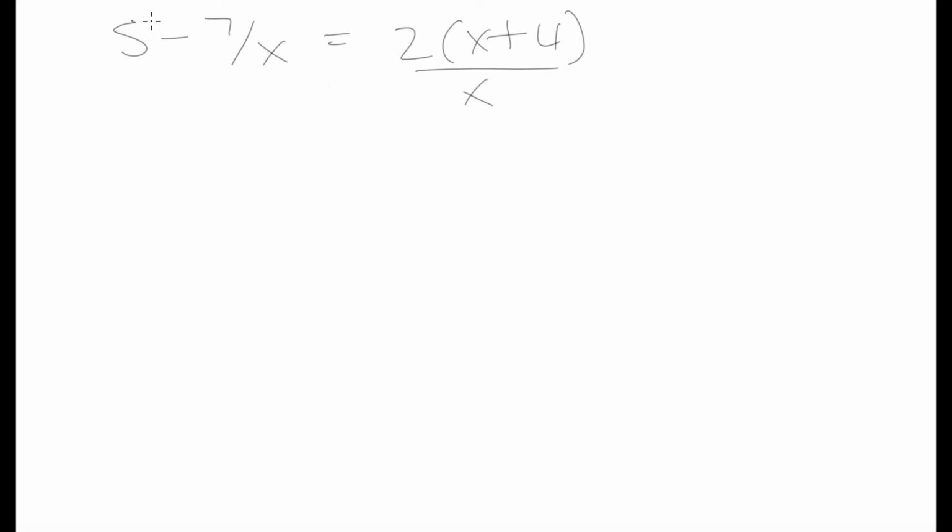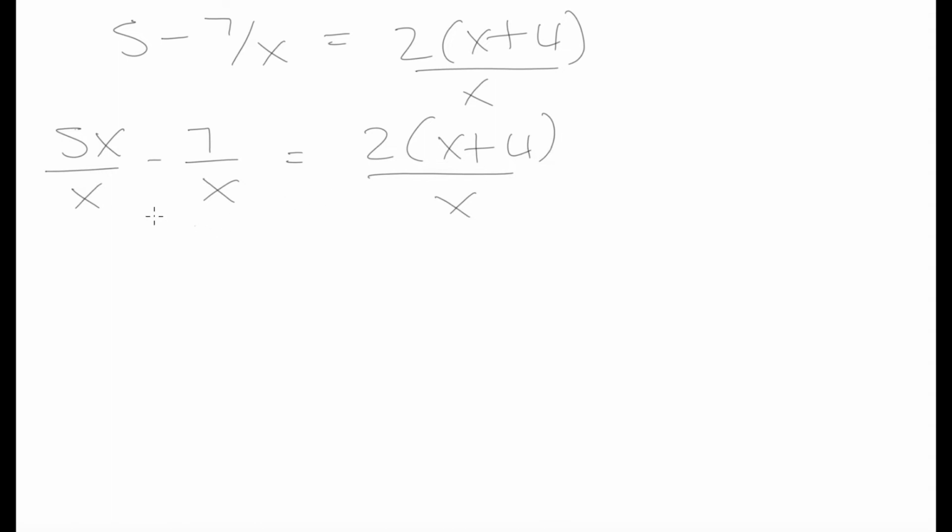So we need to convert this 5 into a form where it has a denominator of x, but it still has to equal 5. So what we can do is actually express this 5 as 5x over x. And remember, if we have this, these two x's are just going to cancel out. So 5x over x is the same thing as 5. So if we write this as 5x over x, then we have that minus 7 over x, and set that equal to 2 times x plus 4 over x. And now we can see that each one of our terms has a denominator of x.